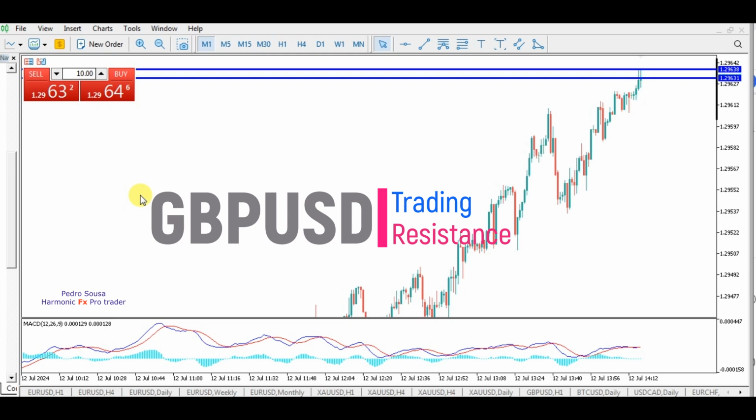And then you want to see price forming candlestick patterns. They are bearish, and that indicates possible further drop.